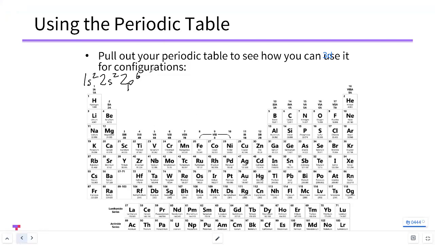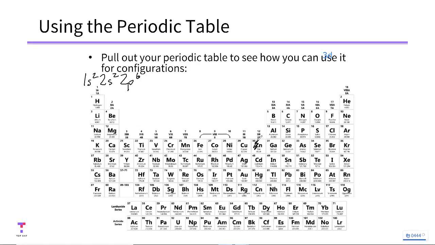And if your mind's kind of swirling around this right now, it's a pattern. Eventually, it becomes kind of second nature. S is 2, P is 6, D is 10, F is 14, unless I'm in that particular zone and I have to count. But otherwise, it becomes kind of automated. You just get used to it.